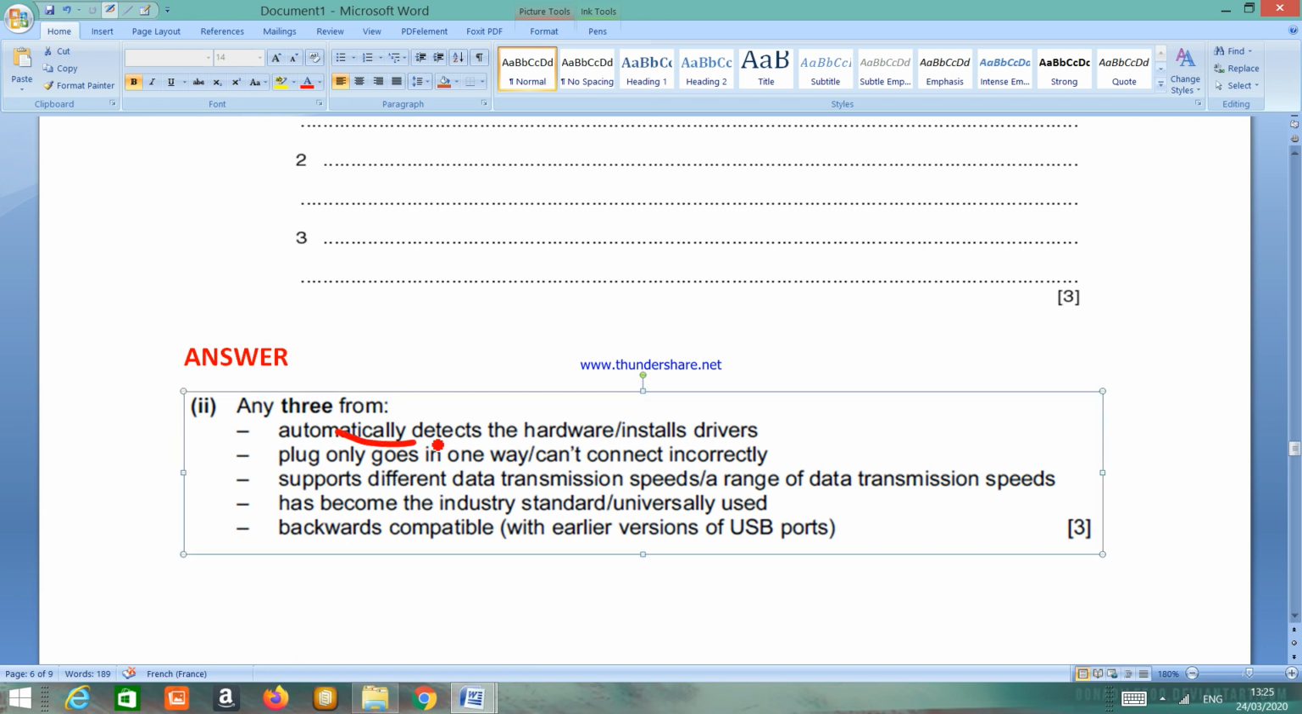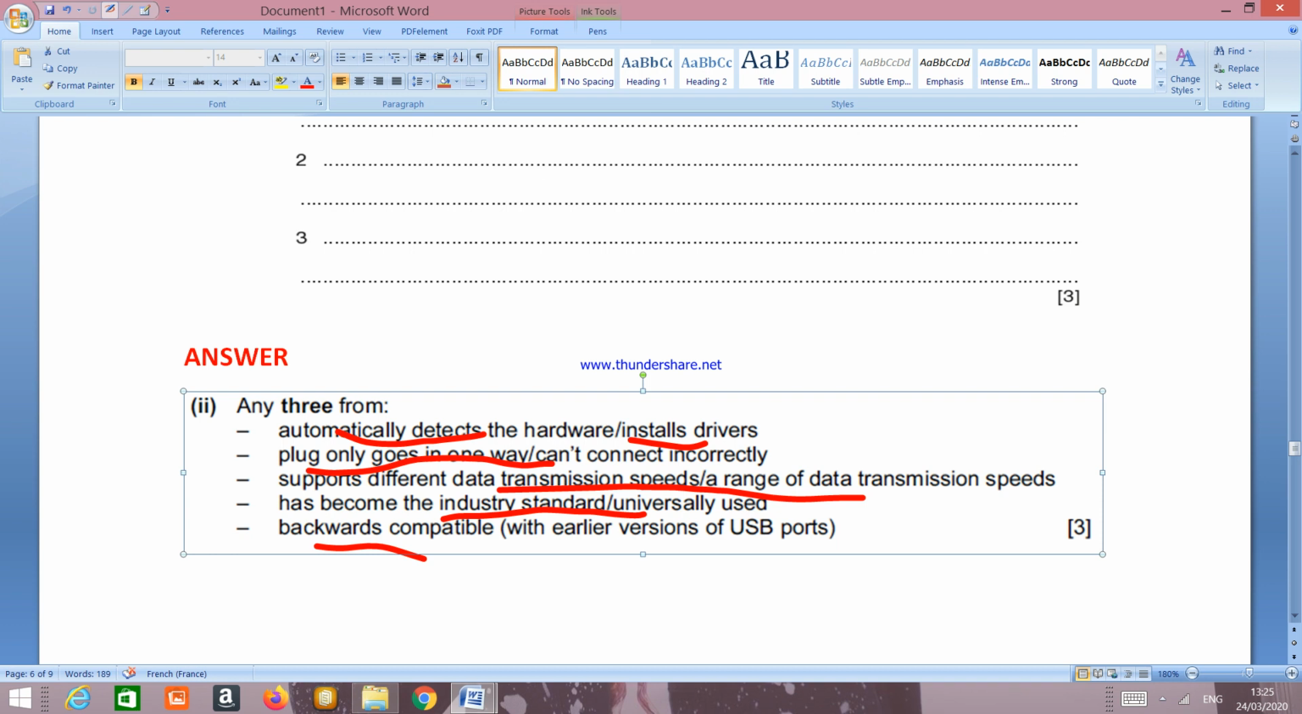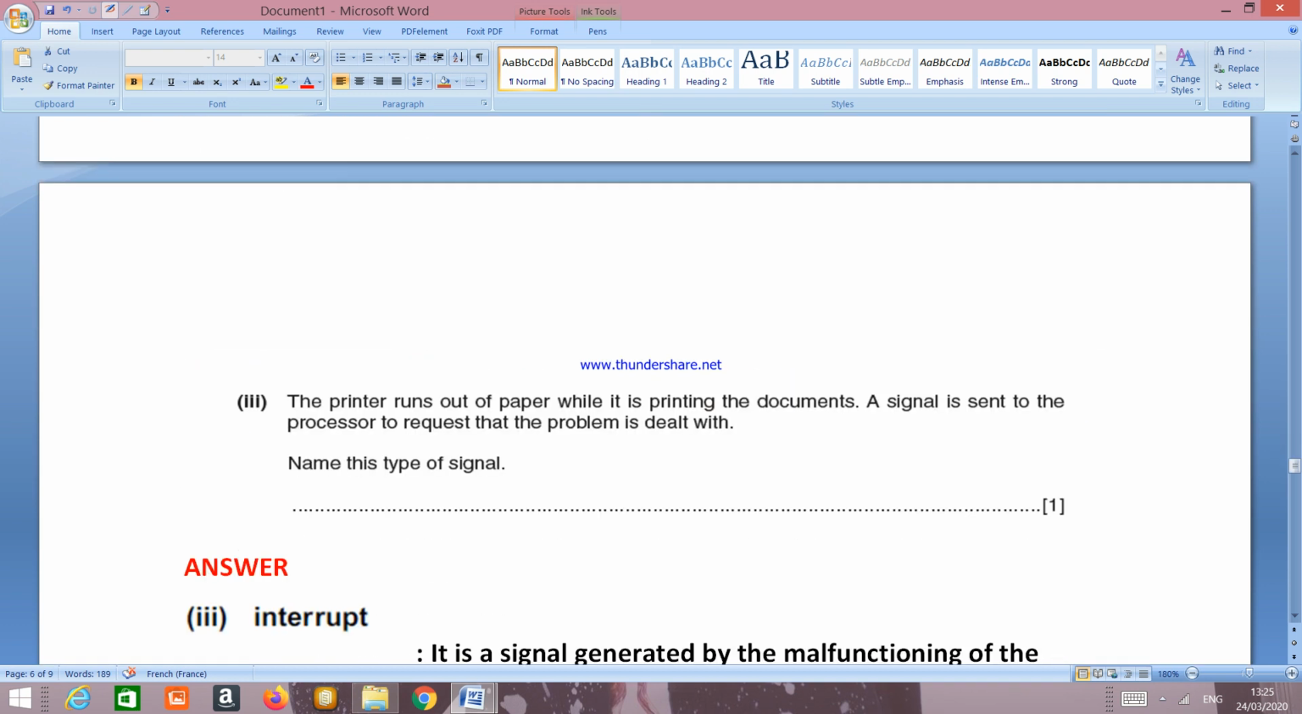Again, it is automatically detected by the hardware. No need to install drivers. Plug and play. It supports different transmission rates, is an industry standard, and is backward compatible. Next question.